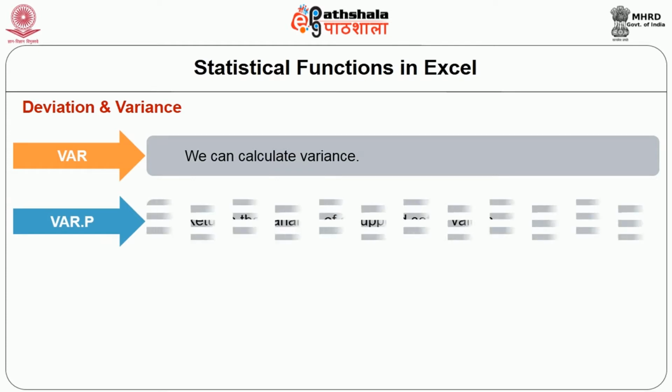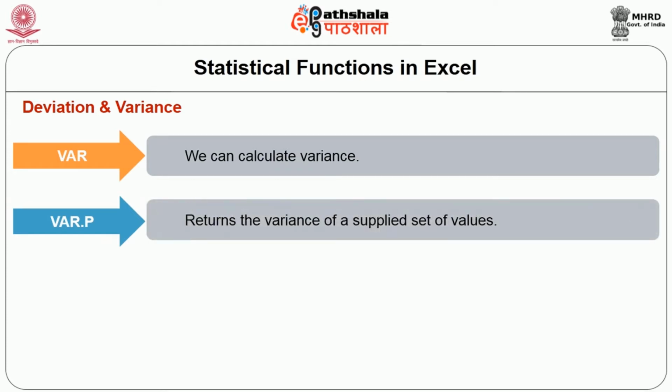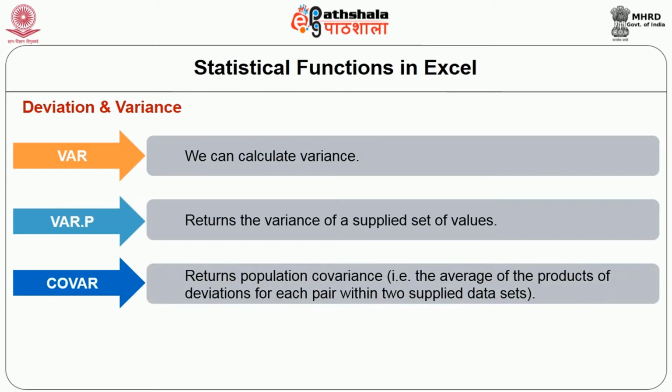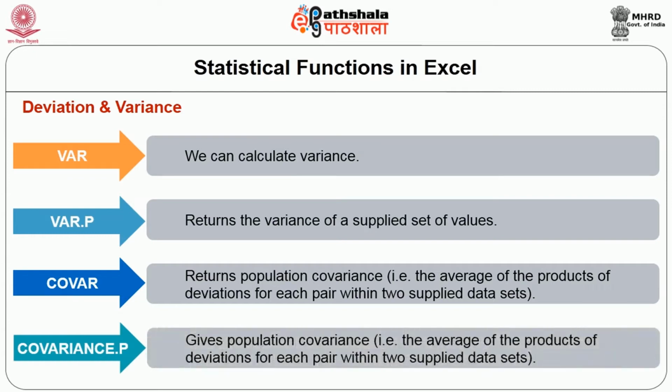VAR.P returns the variance of a supplied set of values. COVAR returns population covariance, that is, the average of the products of deviations for each pair within two supplied data sets. Then COVARIANCE.P gives population covariance, that is, the average of the products of deviations for each pair within two supplied data sets.